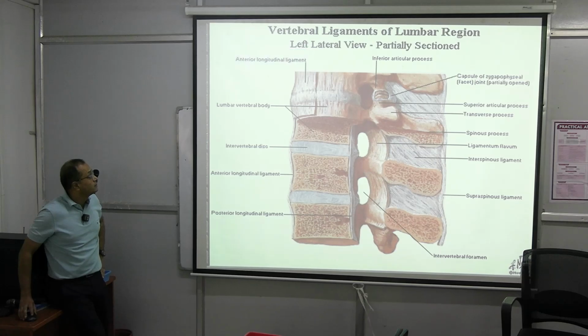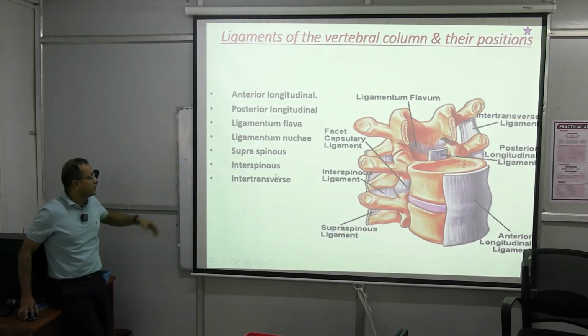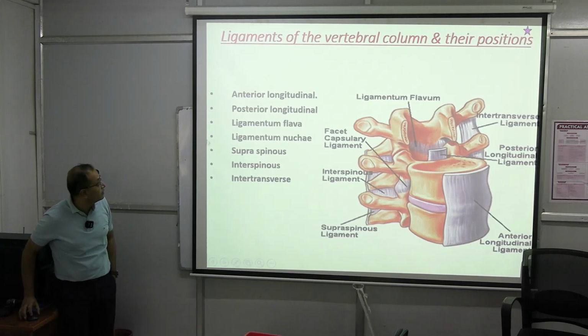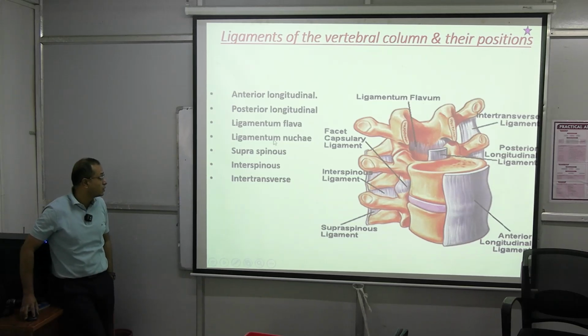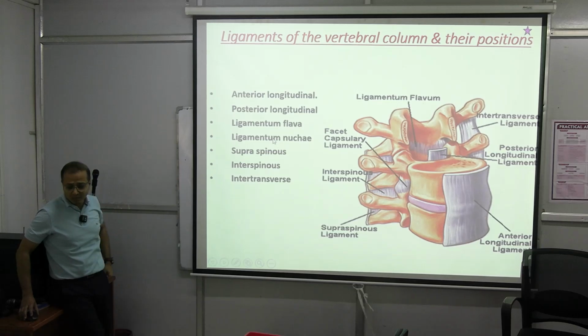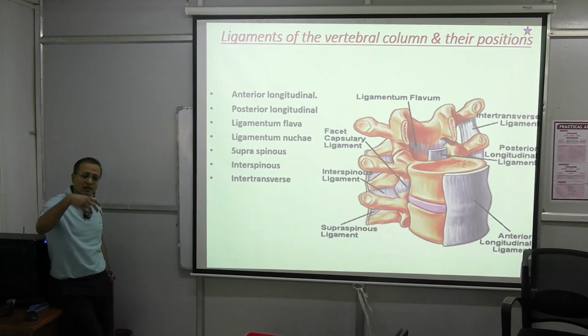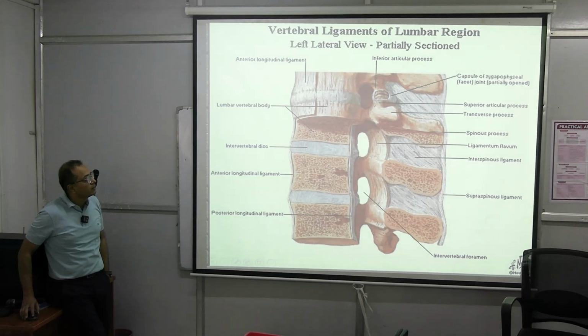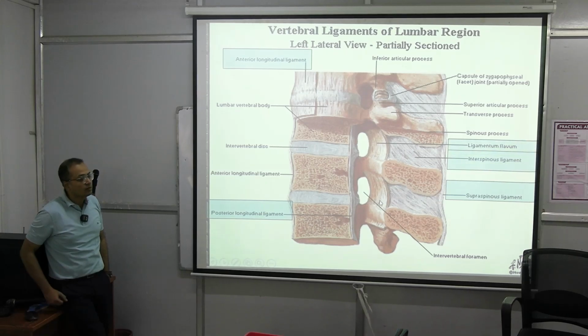Apart from that, we have a condensation known as the ligamentum nuchae. In the cervical region, we have a condensation of the ligamentum flavum and the longitudinal ligaments. We call it ligamentum nuchae, but we drop it for now and will catch it up in the cervical section. For now we focus on the 5: anterior longitudinal, posterior longitudinal, supraspinous, interspinous and ligamentum flavum. Clear?